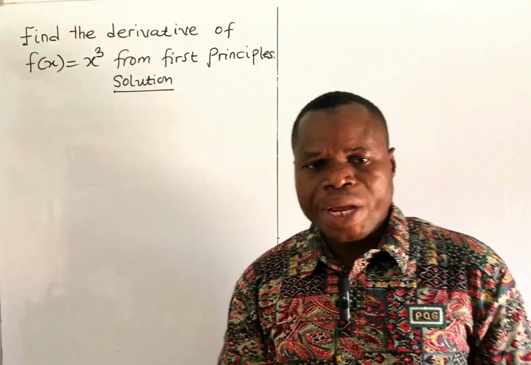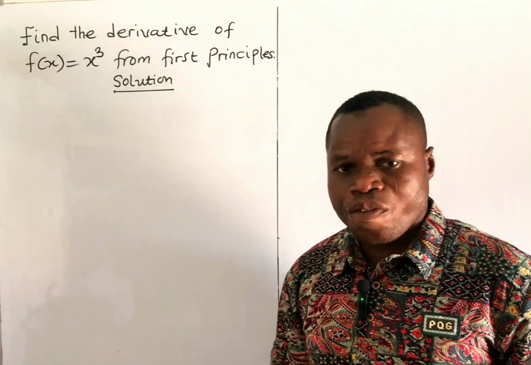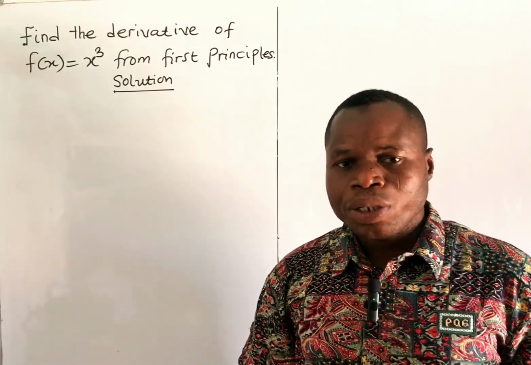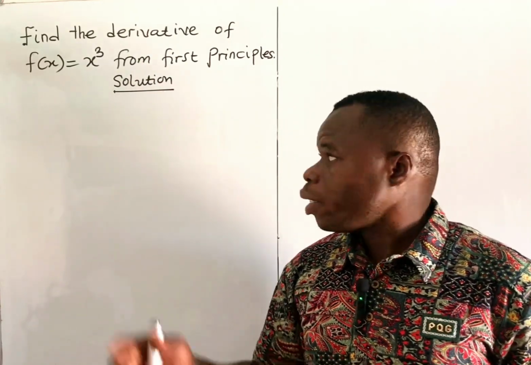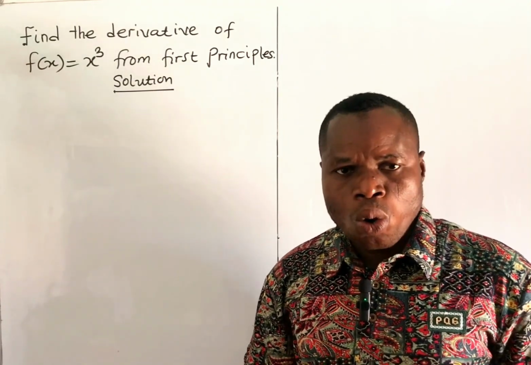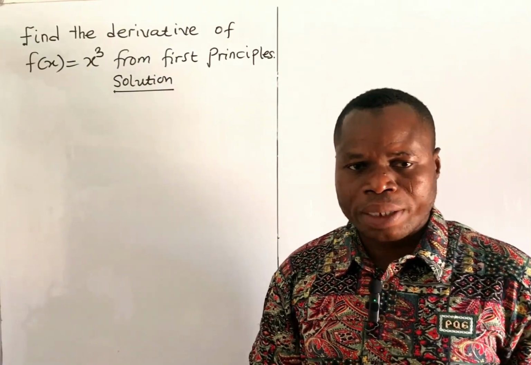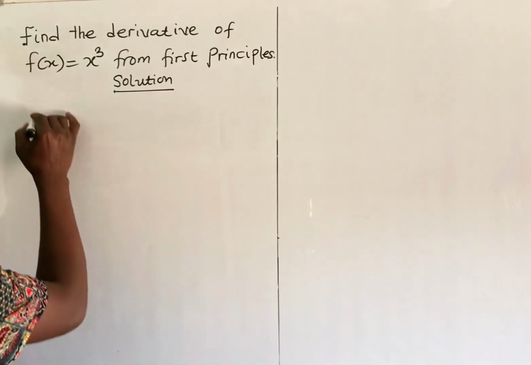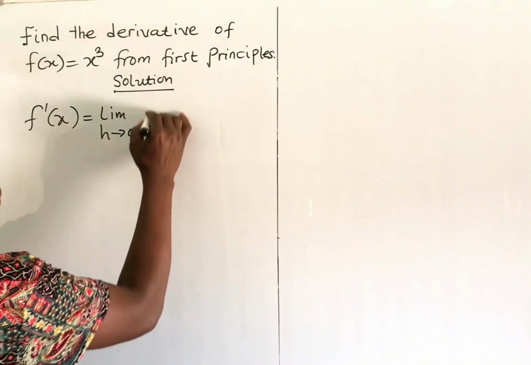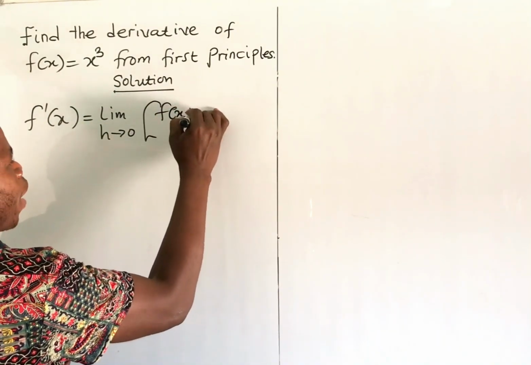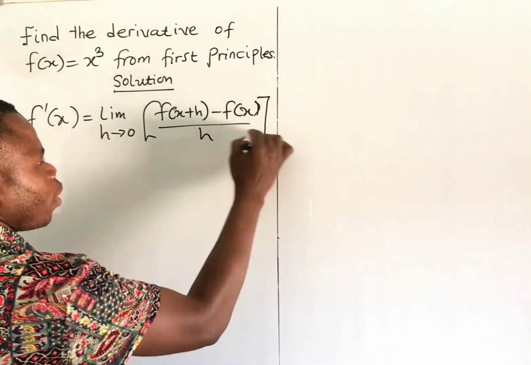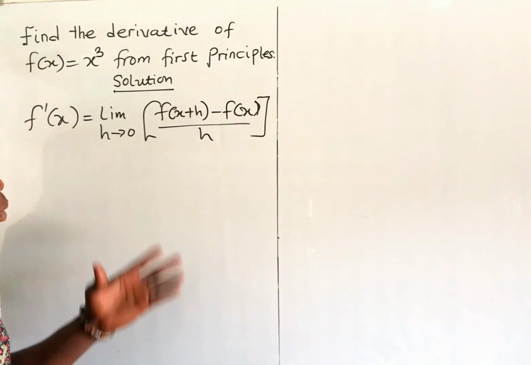In this video, we are to find the derivative of f of x equal to x cubed from first principles. To find the derivative of f of x equal to x cubed from first principles, the first step is to quote the first principles formula. And the formula is f prime of x is equal to the limit value of h approaching 0 of f of x plus h minus f of x all over h. This is the first principle formula.